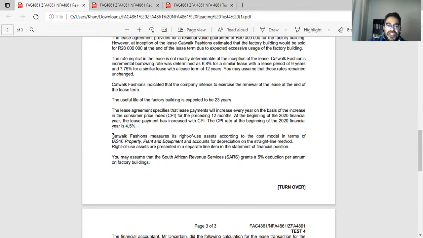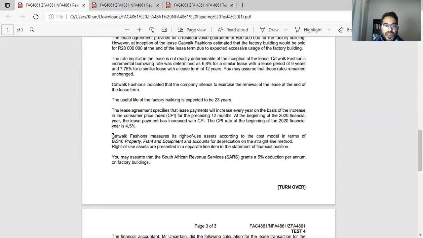So Catwalk Fashions measures its right of use asset according to the cost model in terms of IAS 16 property, plant and equipment, and accounts for depreciation on the straight line method. Right of use assets are presented in a separate line in the statement of financial position. So what do they mean over here? The standard allows you to include a right of use asset with any other similar asset.